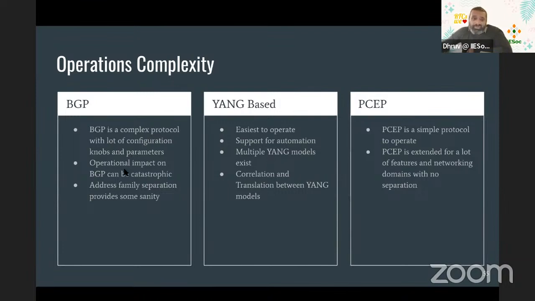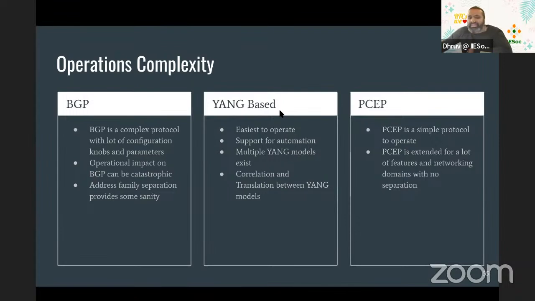The operational complexity: BGP is a complex protocol. There's a lot of configuration, a lot of knobs, a lot of things happening here, which makes BGP a little complex to operate. And since BGP is also used to do something very fundamental like routing, we are also always afraid that any impact to BGP could have a catastrophic impact. So that's, again, from the operation side, something to worry about.